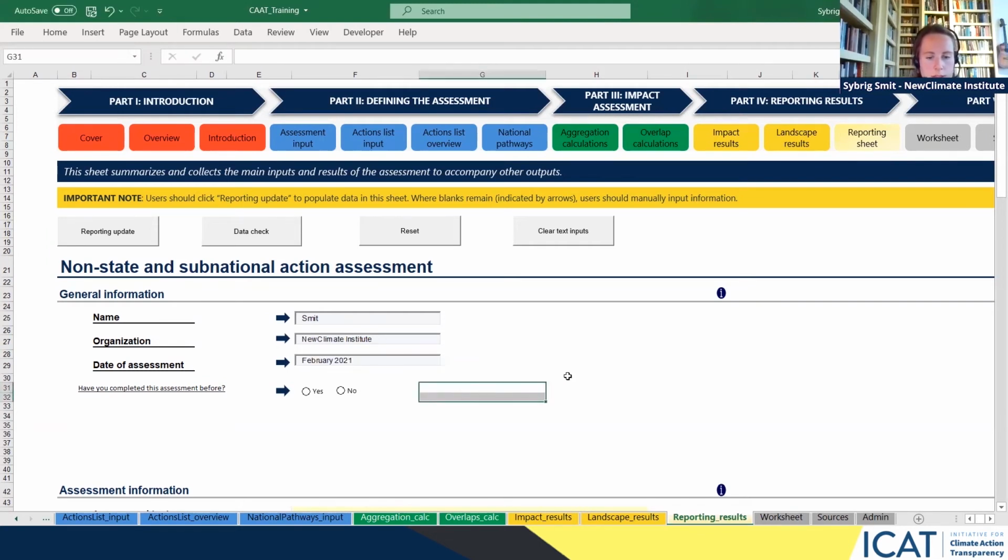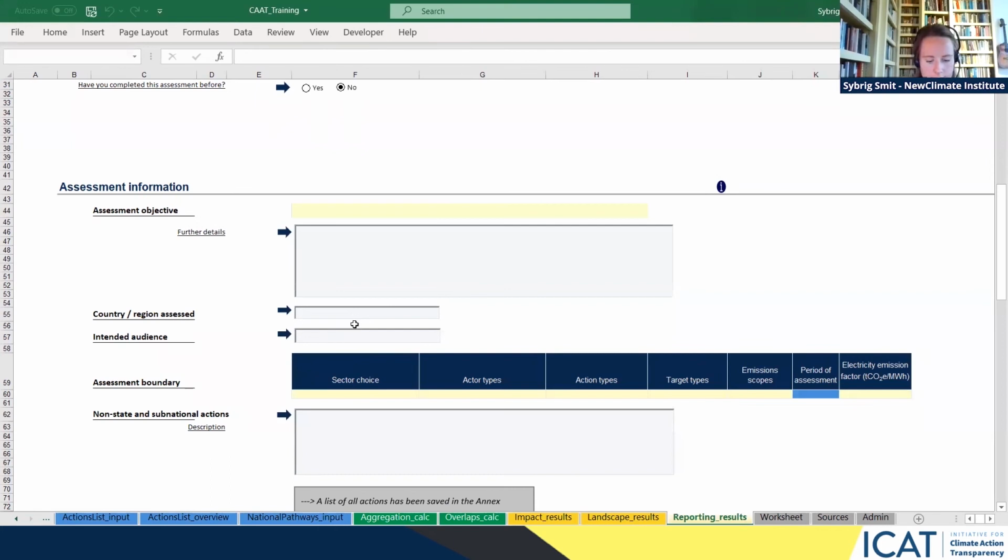In my case, February 2021. I've not completed this assessment before. If you have, you can compare this assessment with previous findings. You insert the country or region that you've assessed, in my case, Fantasyland, for example, and the targeted audience are, in my case, policymakers.